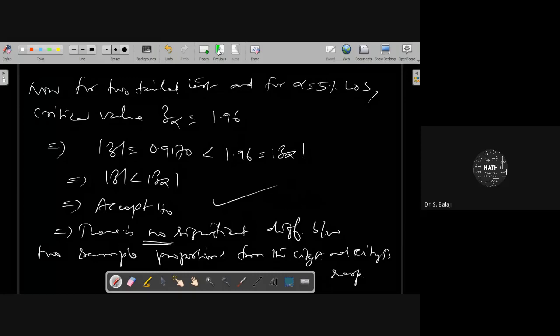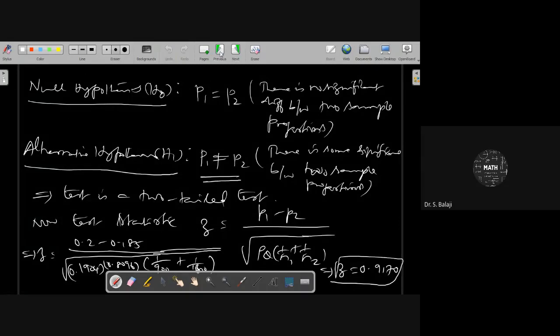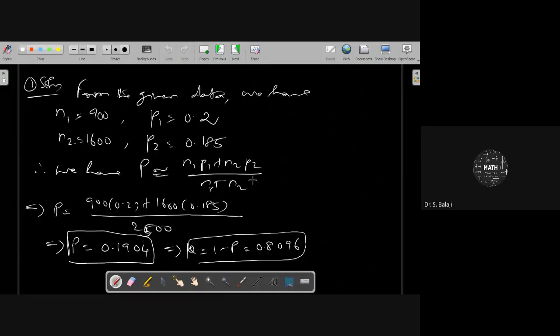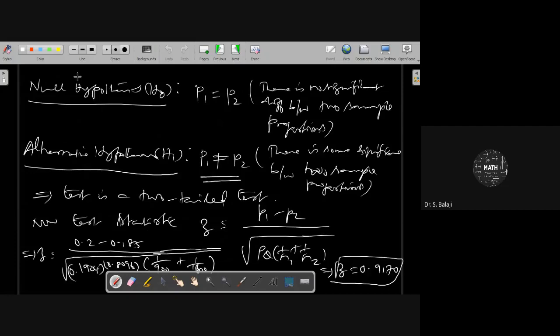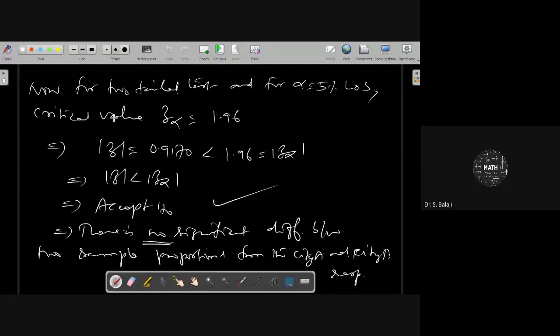Problems like this are very simple. You just have to understand what values are given and write them, then identify the missing values. Then set up the null and alternative hypotheses, and calculate the test statistic. With the help of the alternative hypothesis, you can identify what type of tailed test it is. After that, compare the test statistic with the critical value. Less than means accept. Then you can say there is no significant difference between the two sample proportions for city A and B respectively.